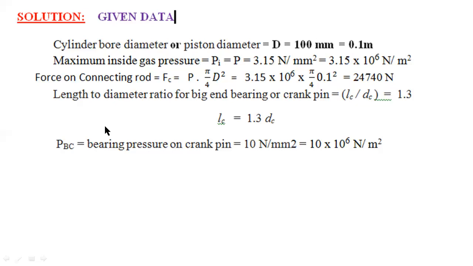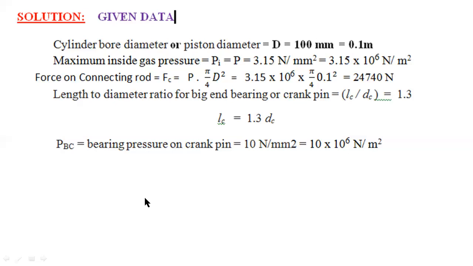Here the ratios are given. The length of the crank pin divided by the diameter of the crank pin is the ratio of length to diameter of the crank pin: LC divided by DC equals 1.3. From this relation, LC, the length of the crank pin, equals 1.3 DC, that is 1.3 times the diameter of the crank pin.